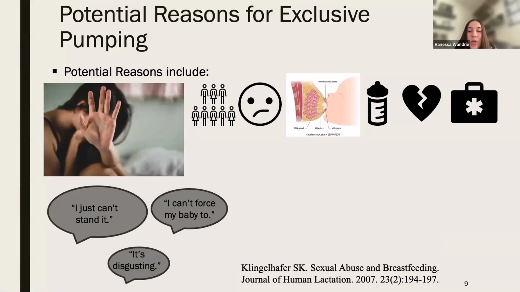Literature discussing women who were sexual abuse survivors' feelings on breastfeeding include feelings of disgust that they forced their baby to suck on their nipples. Others, when thinking of the feeling, reported that they just can't stand it. To avoid these feelings, many survivors consider alternative methods of feeding.